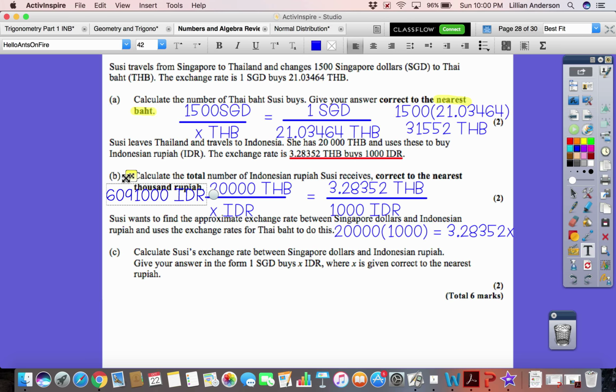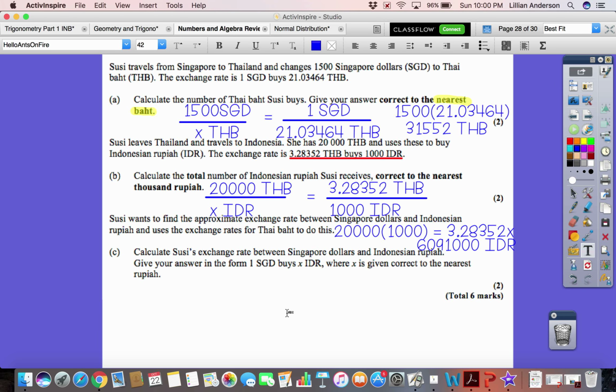That's going to be your final answer for part B. I don't have any space to put this. Stop it right there. Okay. A lot of you guys messed up on that because you forgot that it bought 1,000 Indonesian rupiah.